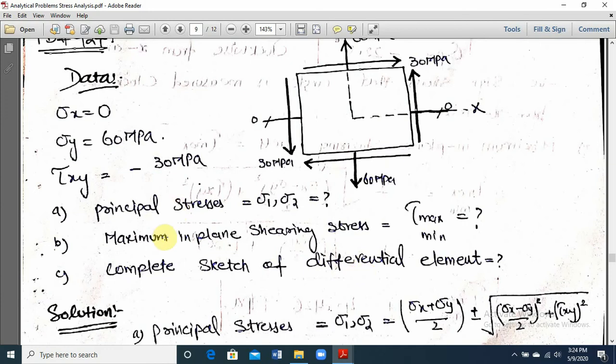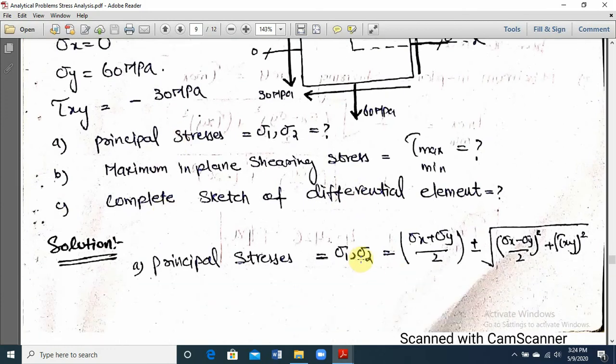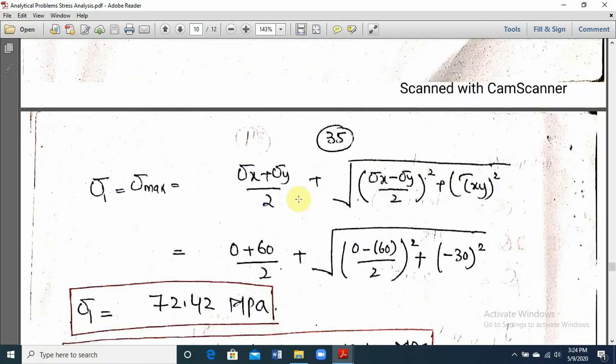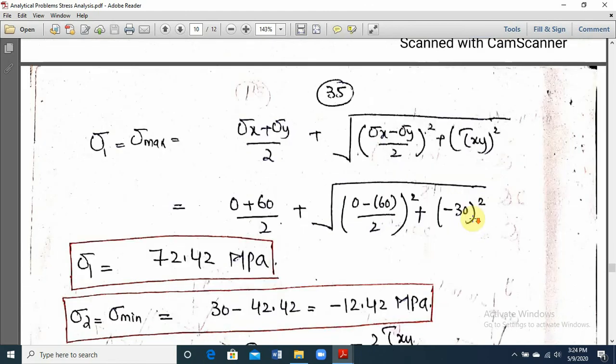So in order to determine principal stresses, what is the formula for sigma 1, sigma 2? That is equal to (sigma x plus sigma y) divided by 2, plus minus the square root of ((sigma x minus sigma y) divided by 2) whole square plus tau xy whole square. The value of sigma x is equal to 0, whereas sigma y is what? 60 megapascal, and tau xy is minus 30 megapascal. Putting those values, sigma x is equal to 0, sigma y is equal to 60, divided by 2, and tau xy minus 30 whole square.